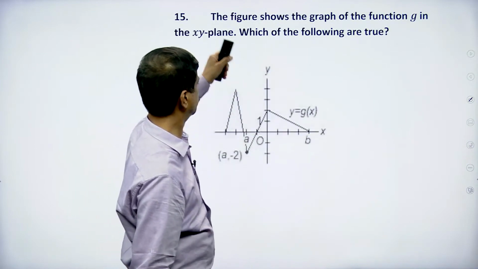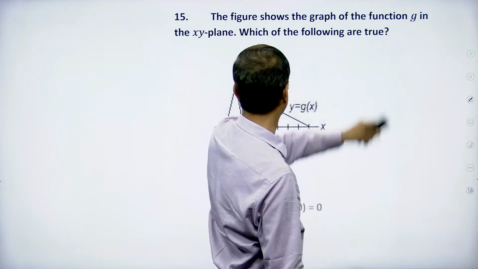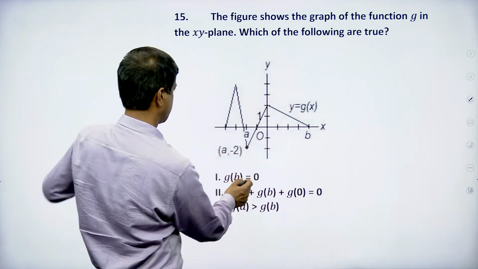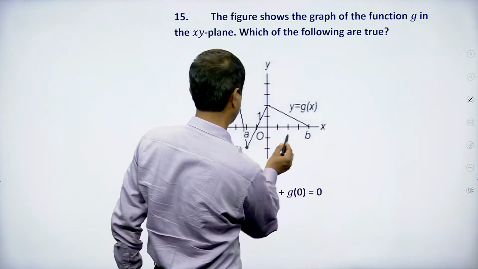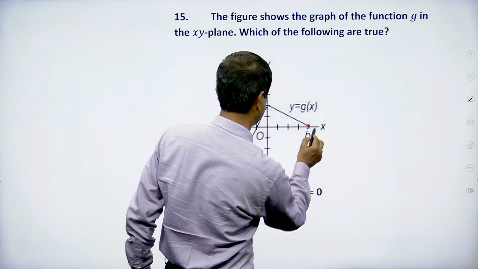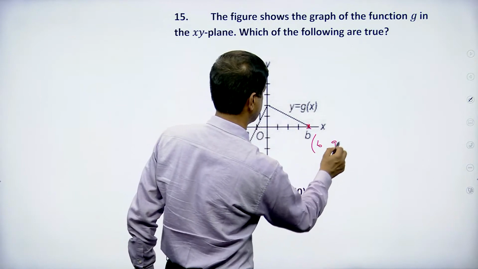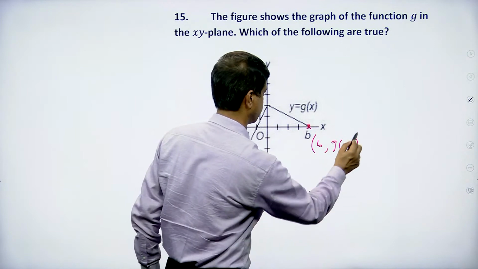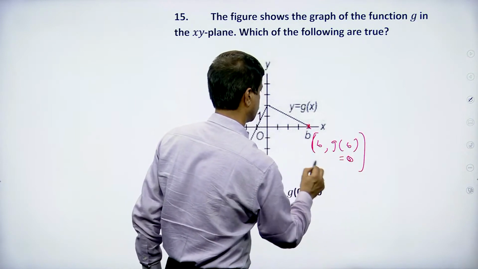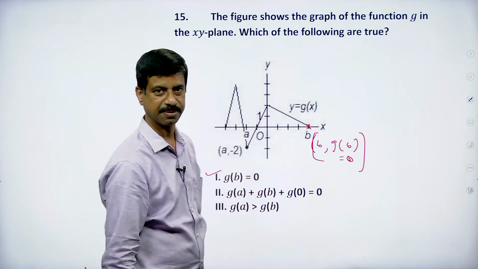The figure shows the graph of a function g in the xy plane. Which of the following are true? g of b equal to 0. g of b is anyway 0 only, when x is b, on the x axis y will be 0. So, g of b is 0. So, now here g of b equals 0 is right, first one is right.